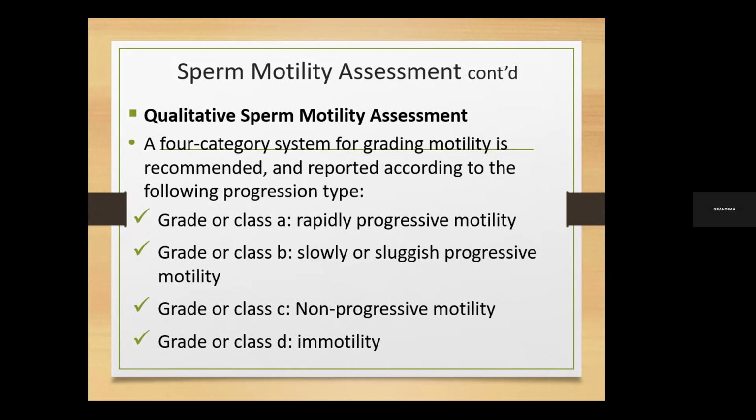That's why I'm saying that when you're doing the total motility, look out for the D, those that are immotile. Because when you are looking at the total motility, grade A, grade B and grade C will all be part of it. So all you have to do is look out for the D, those that are immotile. Those that are immotile, you subtract from 100 and you get your total motility.